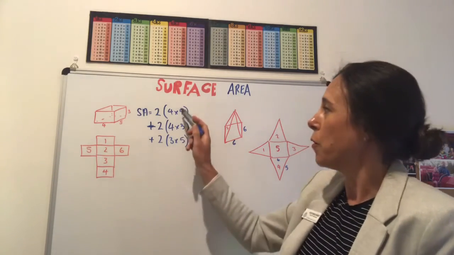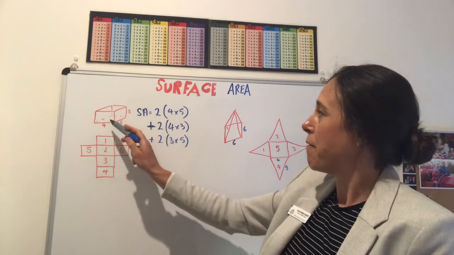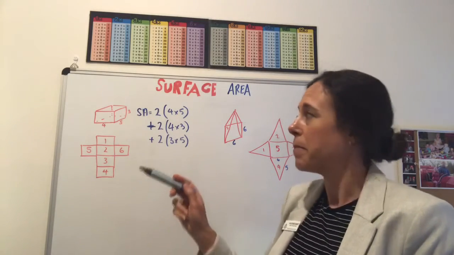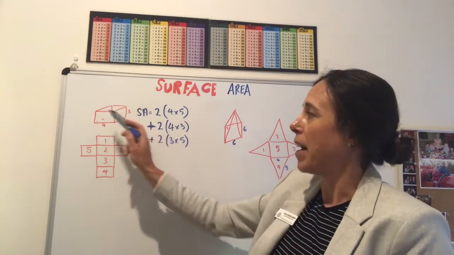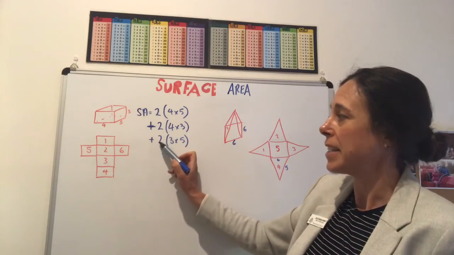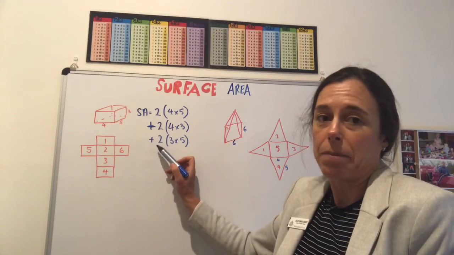Okay, so the 4 by 5 was the bottom and the top of the shape. The 4 by 3 was the front and the back of the shape, and the 3 by 5 are the 2 sides. Okay, and we see that we've got 2, 4, 6 faces, so we've accounted for every side.